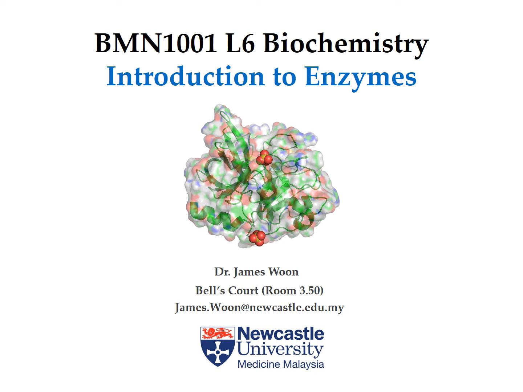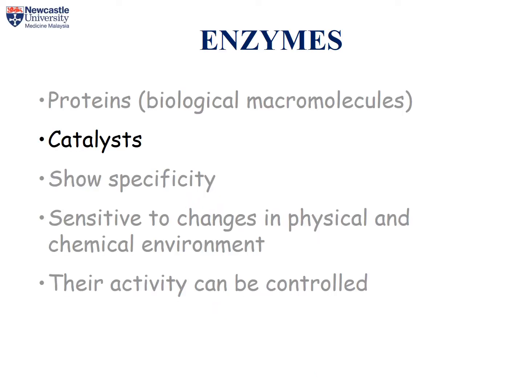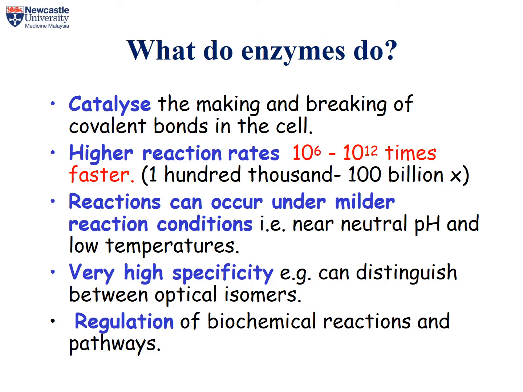Okay, in part 2, we'll look at how enzymes are functioning as catalysts. Let's look at some general properties of enzymes. First of all, they catalyze the making and breaking of covalent bonds inside the cell. Then they increase the rate of reaction by 100,000 to 100 billion times faster. And thirdly, they allow reactions to occur under milder reaction conditions, such as near neutral pH and low temperatures, such as our body temperature or even room temperature.